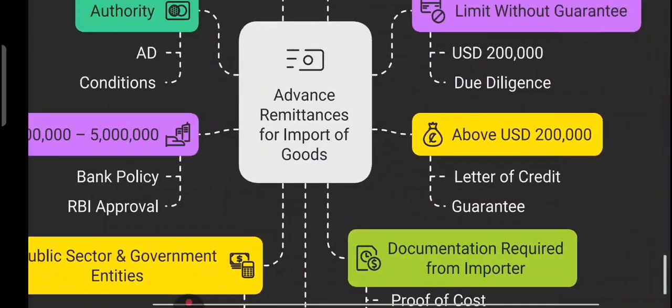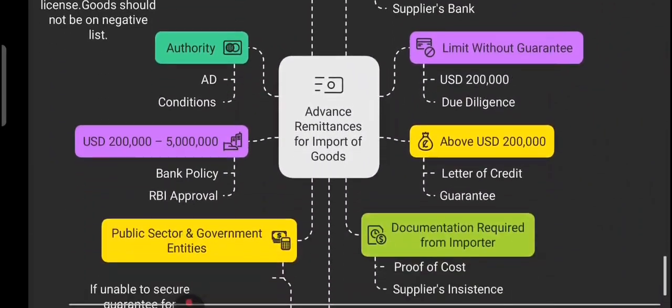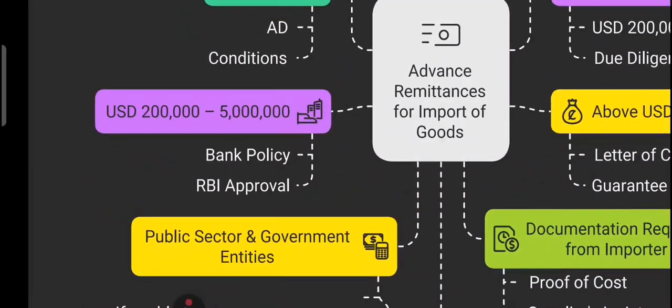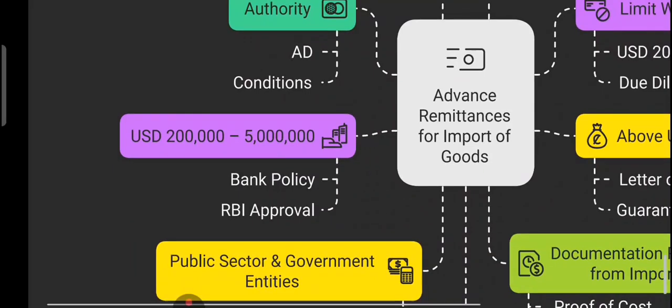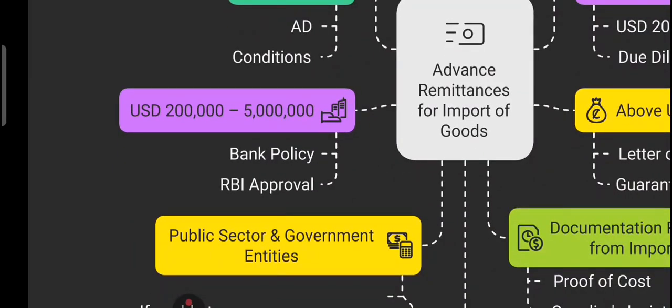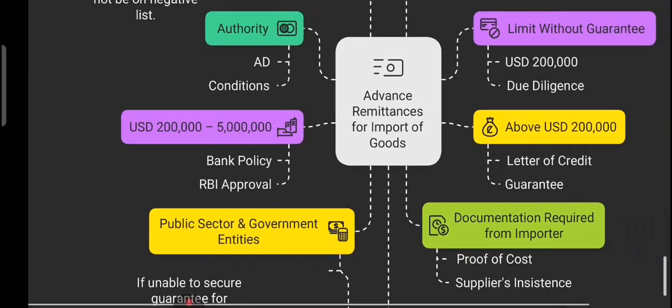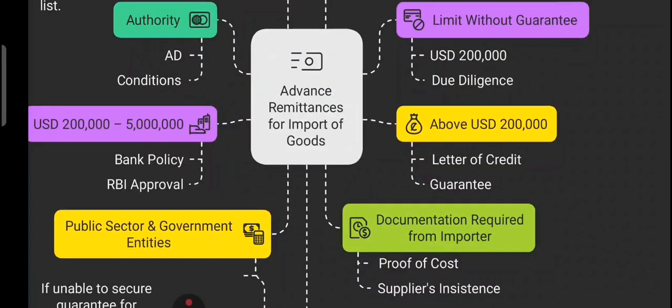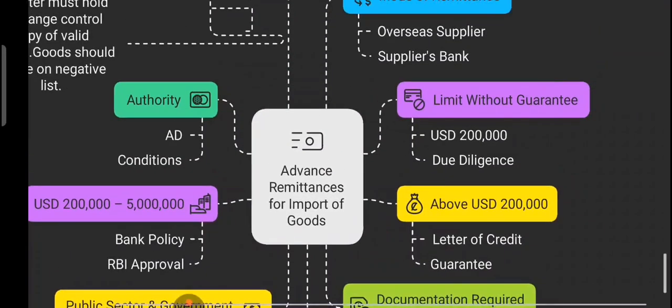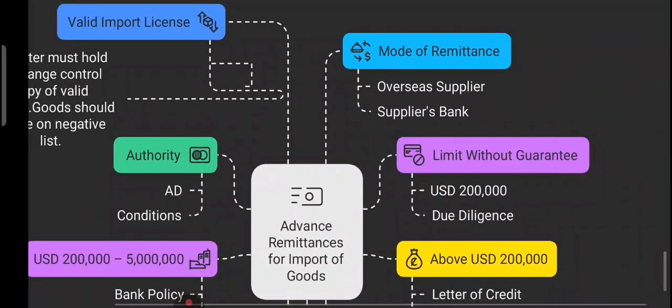One more thing is very, very important, that if the remittance amount is between 2 lakh and 50 lakh dollars, you can see 2 lakh and 50 lakh dollars, then bank policy and RBI approval is required. And if it is above 2 lakh, letter of credit via guarantee, and without guarantee if it is up to 2 lakh, then no guarantee is required. Due diligence is necessary, right?